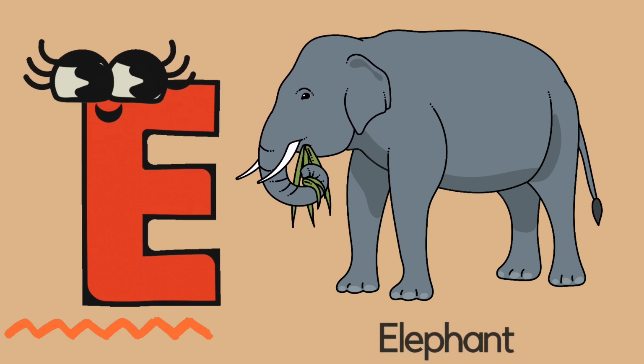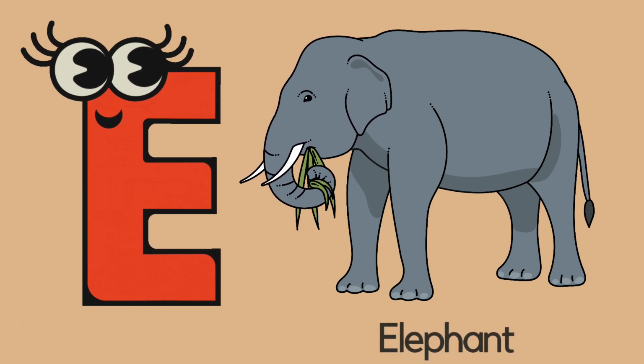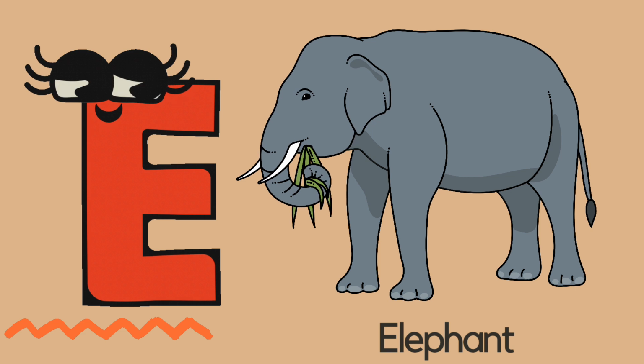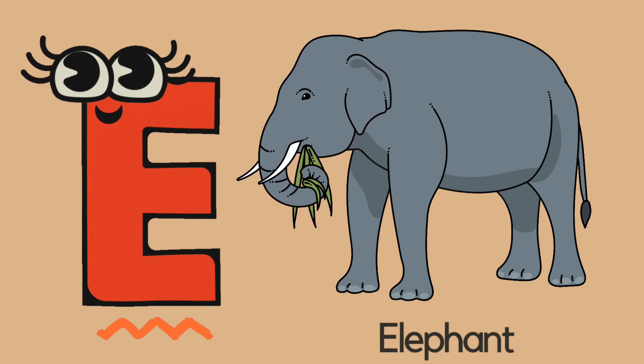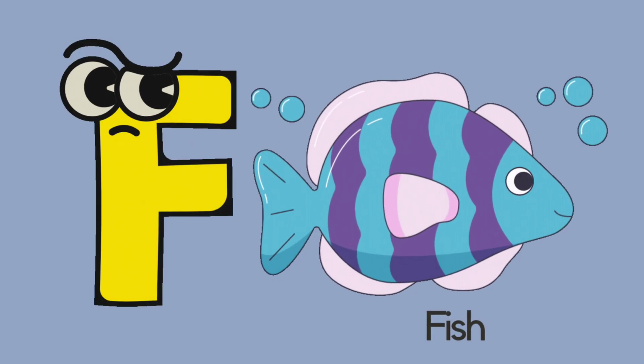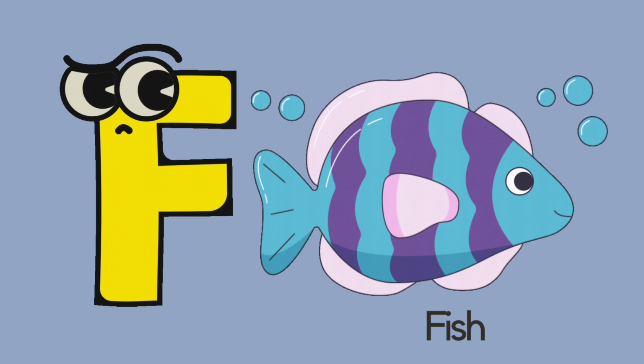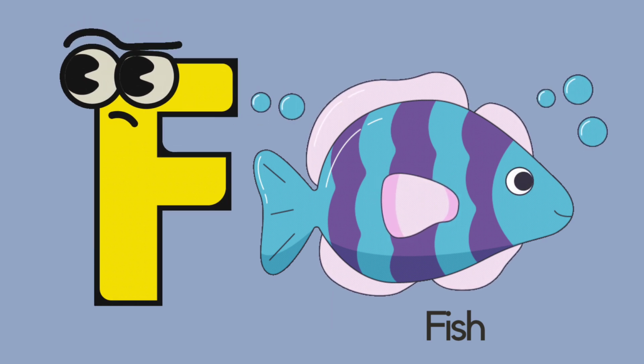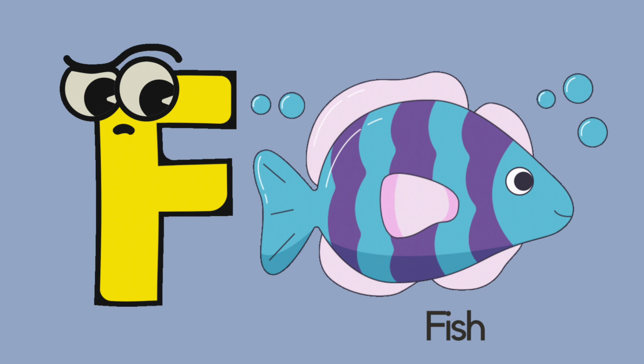E is for elephant. Can you say elephant? Wonderful. E is for elephant. F is for fish. Can you say fish? Excellent. F is for fish.